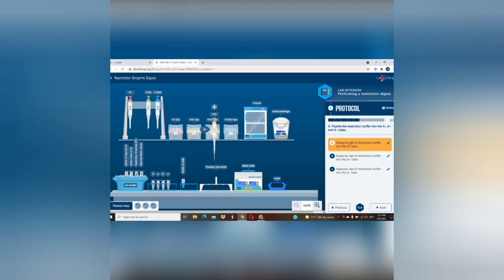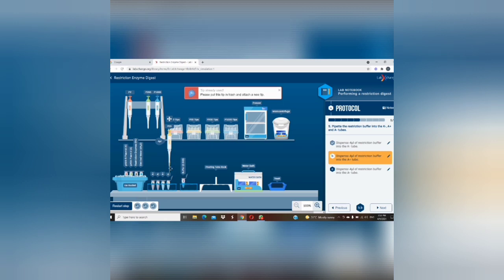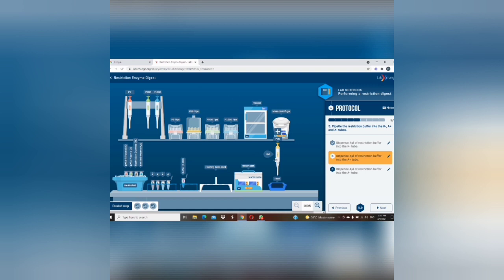Now dispense about 4 microliters of the restriction buffer into the K negative tube. Then open the K negative tube, dispense. Then you have to eject. Again, attach the tip, close the box, and then dispense. We have to close it.